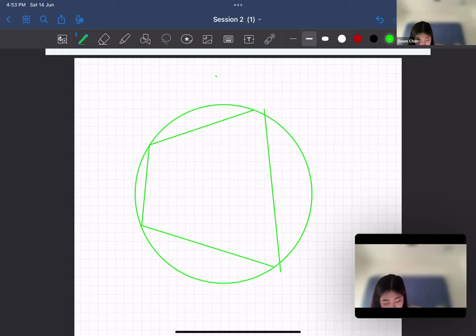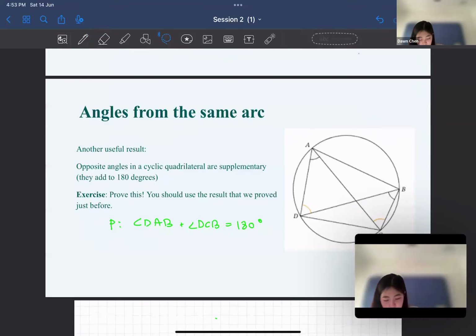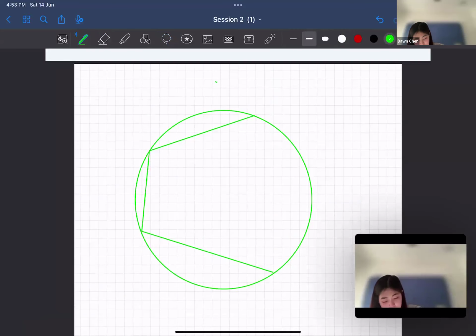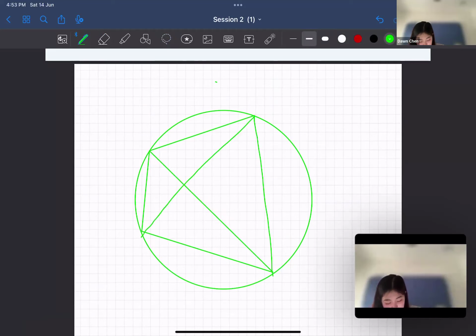Okay, this is a really bad diagram. Say we have it like this. And I think it's a really good idea for this problem just to draw in the diagonals, because it does help. So A, B, C, D. What are some equal angles you guys can observe? Just pairs of equal angles that are from the same arc.